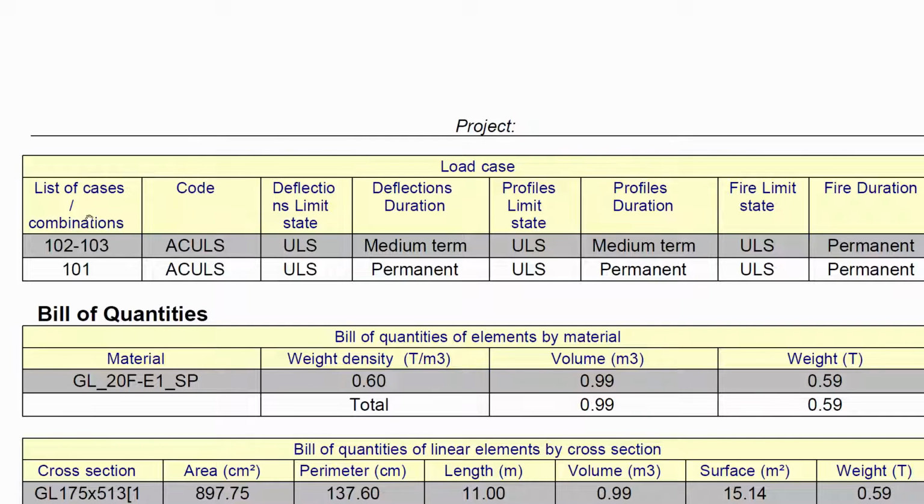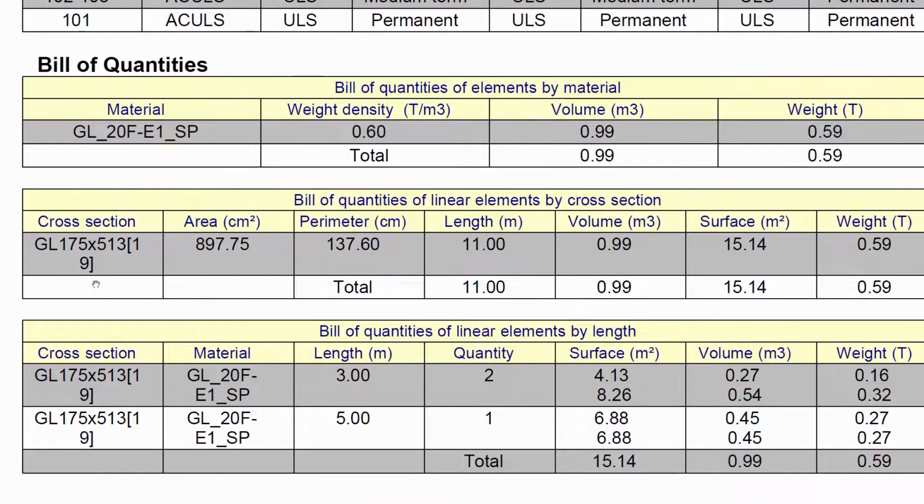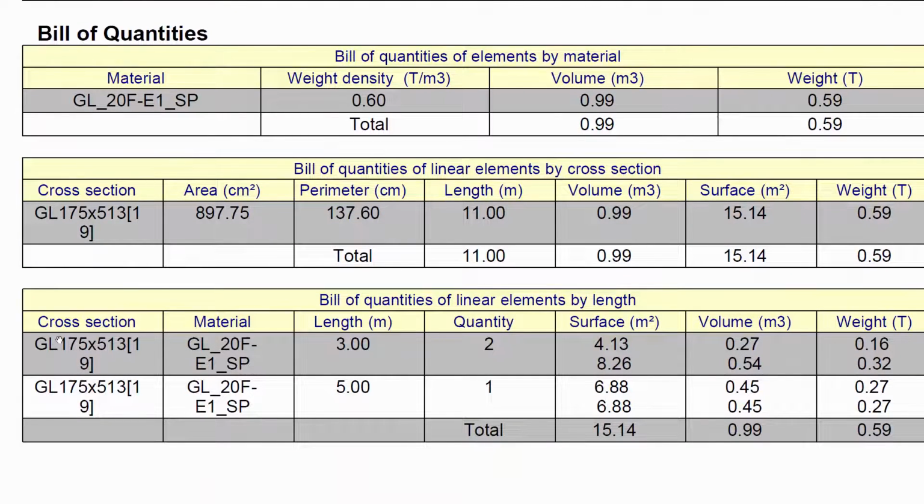So we can see a summary of the duration factor for each load combination. They were grouped together here, 102, 103 with the same duration, and then 101 with a different value. And then the bill of quantity per material, per cross section, and then per cross section per length, because not every member with a 175 by 513 has the same length. So we have 3 meter columns and a 5 meter beam.